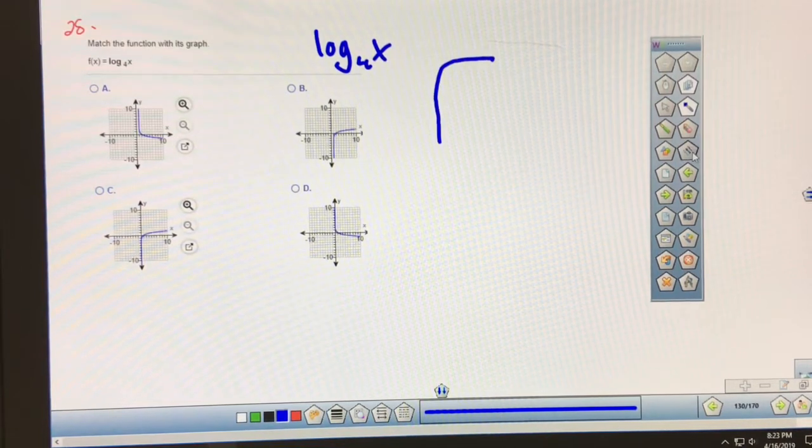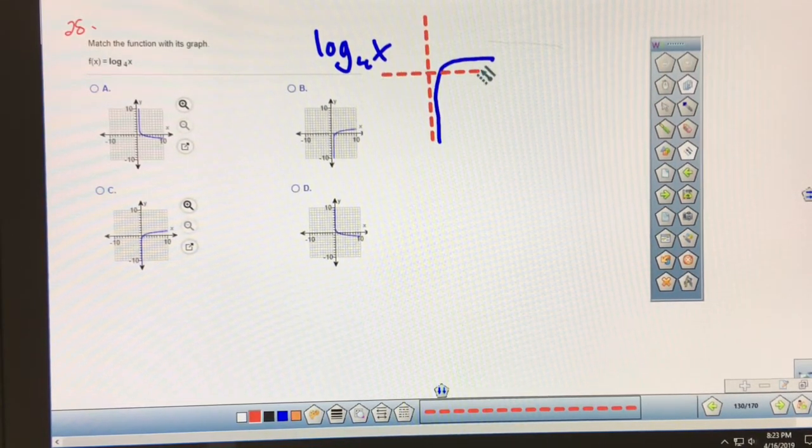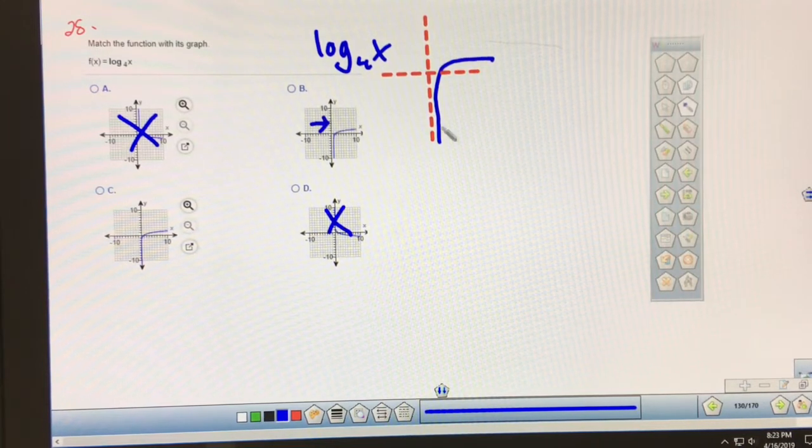28. They want me to just graph log base 4 of x. It's just going to be normal, going up along the y-axis, going through 1, 0. Has to. Can't be A. It could be C. It can't be D. It could be B. But notice, B doesn't creep really close to the y-axis. It looks like it was moved over 1. So it has to be choice C.